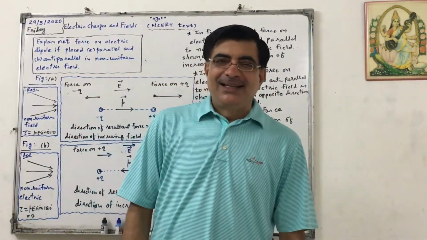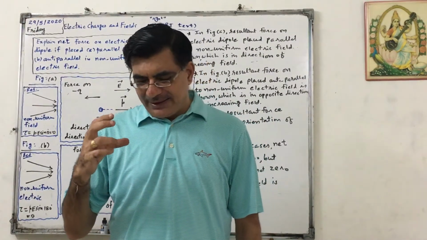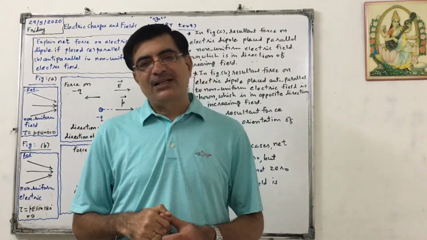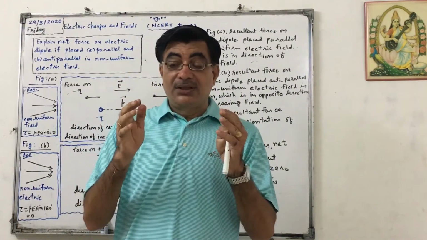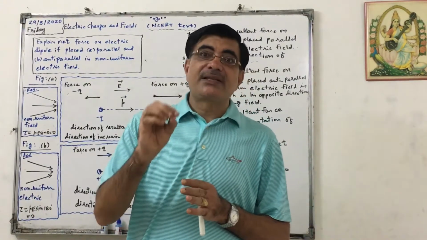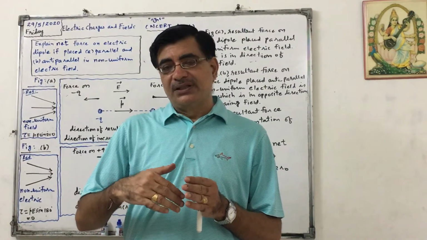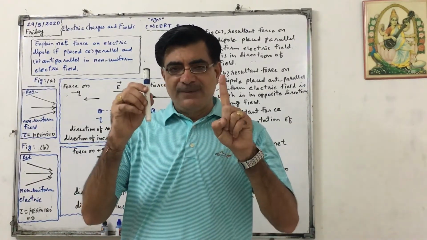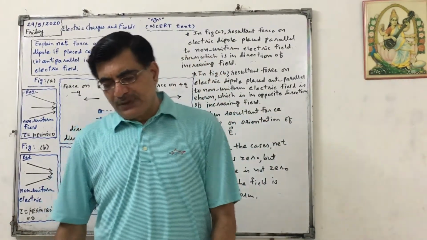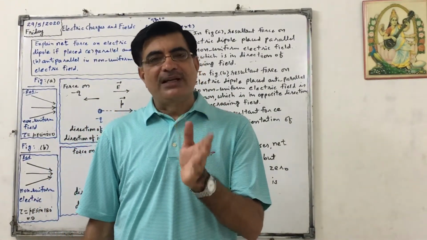Fine. Yesterday we discussed electric dipole in uniform electric field. Okay, what is uniform electric field? It is a field in which at all the points electric field intensity is same. Okay, so the field lines representing these type of fields are parallel to each other, and at equal distances. So that was about electric dipole in uniform electric field.